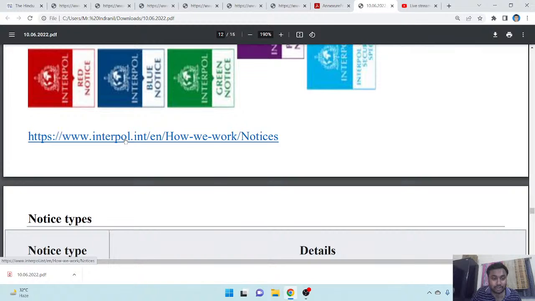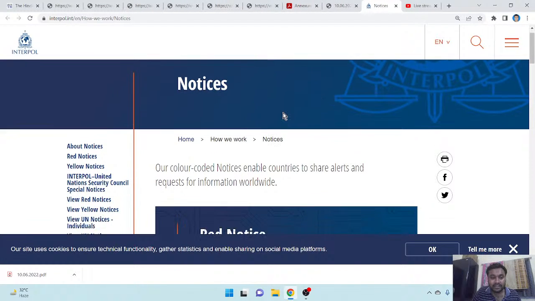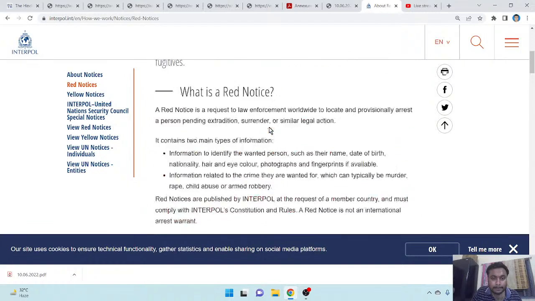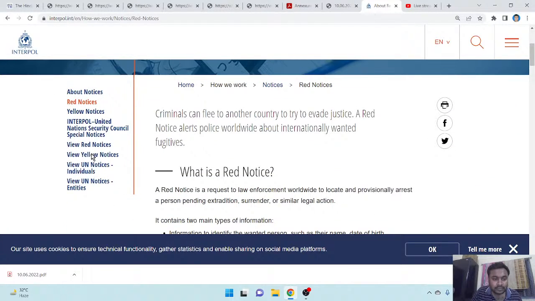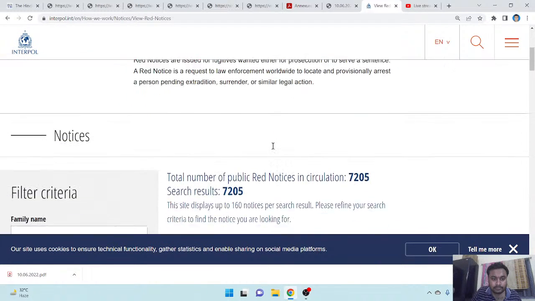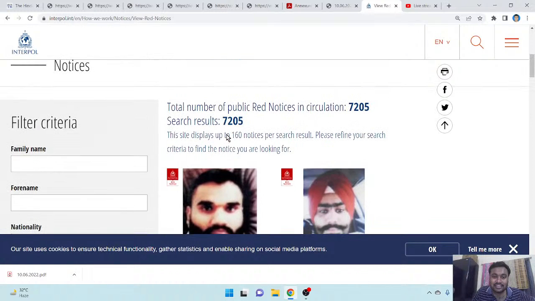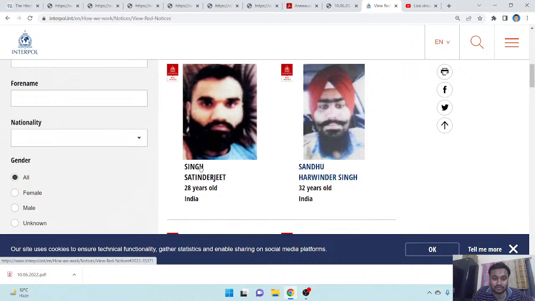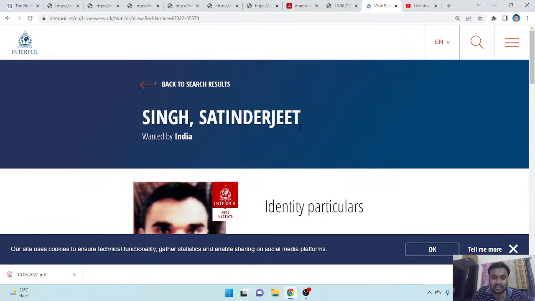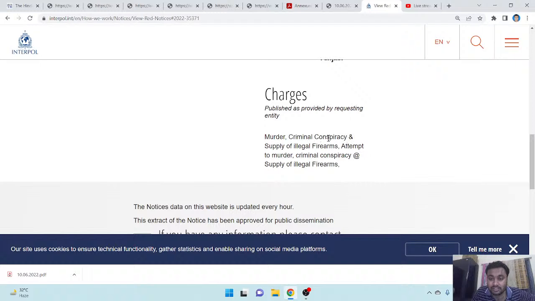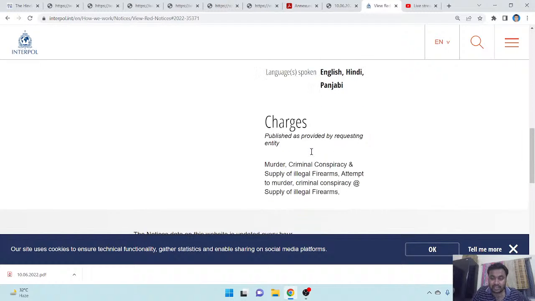Okay, so I will show you. This is the website of Interpol and this is their red notice section. So go to red notices. View red notices. Okay, this is the first, Singh Satinderjit. This person calls himself Goldie Brar. It is already issued; I can see him on the Interpol website. Click on this picture. It is written here, Singh Satinderjit, wanted by India. This is his information, and his criminal charges are murder, criminal conspiracy, supply of illegal firearms, and attempt to murder. This is Goldie Brar.